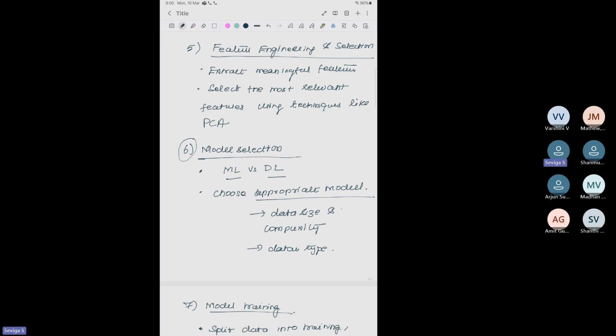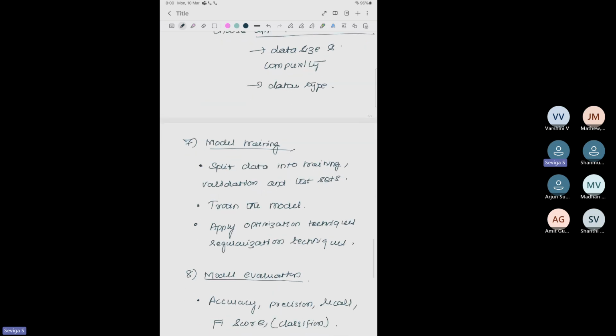From today's class, we will start deep learning. So far we have been seeing machine learning models. So from today we will start looking into deep learning. So you can choose either of these two techniques, whether machine learning or deep learning. And after selecting the model, you have to train the model. For training the model, you have to divide the data into training, validation, and test set, and then train the model.